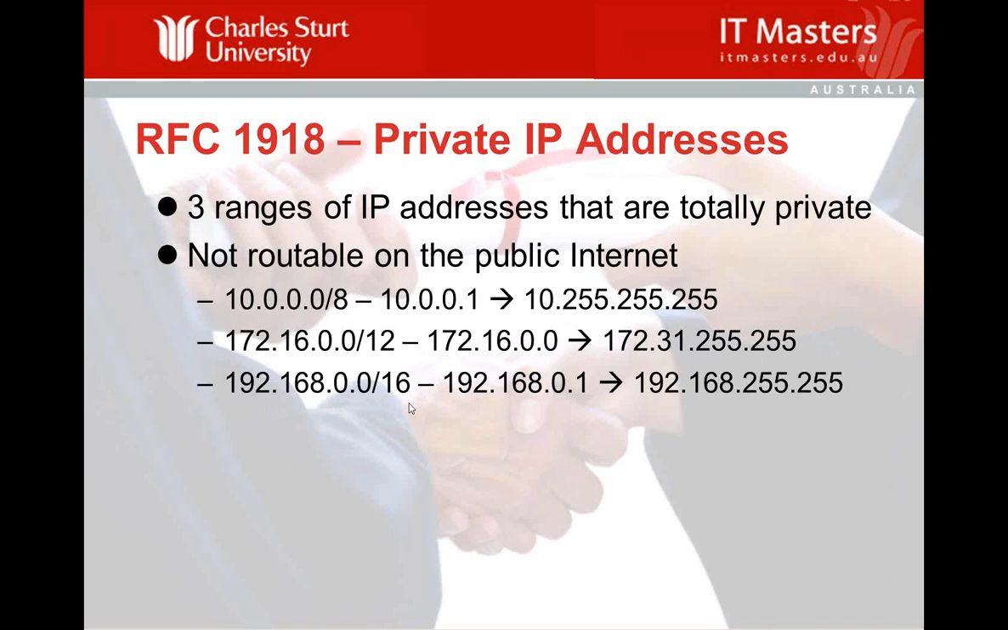And the third range is 192.168.0.0/16, so that's using 16 bits in the subnet mask, which equates to 255.255.0.0. The valid addresses are 192.168.0.1 to 192.168.255.255. If you see any IP addresses within those ranges, they are totally private. They cannot be routed directly out onto the public internet. The only way you can get access to the public internet using those IP addresses is if you go through a router or a firewall or an F5 or some other such smart device that does NATing, network address translation, from private to public addresses. We'll have a look at what NAT is in week four or week five.